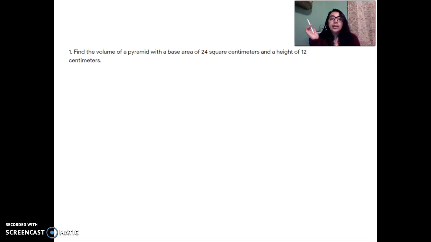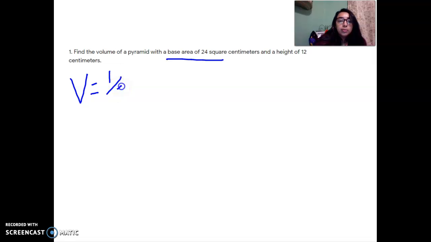All right, so number 1. Find the volume of a pyramid with a base area of 24 square centimeters and a height of 12 centimeters. For this one, it doesn't tell me what kind of pyramid it is, but I don't need to know that because it already gives me my base area. As long as it's a pyramid, I know I'm going to use the formula: volume is a third of the area of the base times the height.